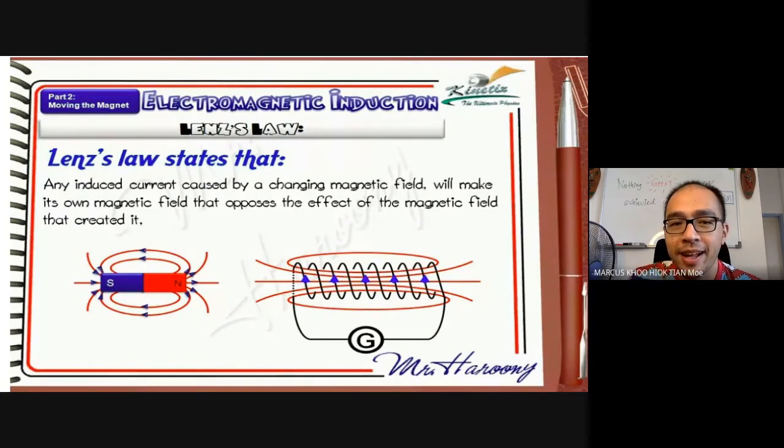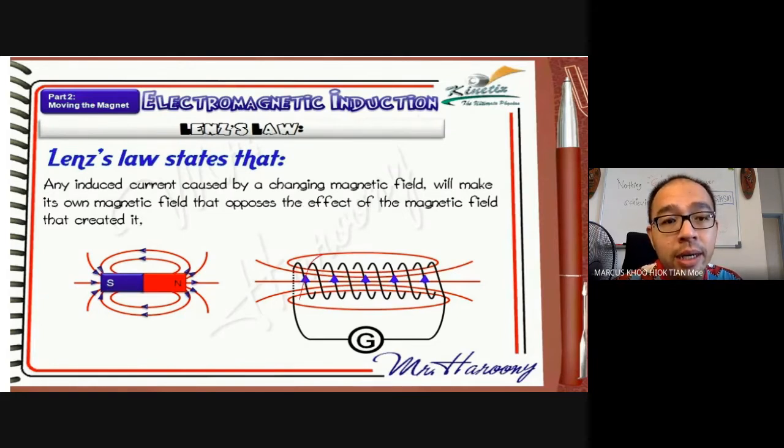Okay, I guess that's the end. Take a look at this definition. Actually, there are many definitions; the one that I gave you just now is the textbook definition. This is another definition by this interesting guy called Mr. Haruni. Any induced current caused by a changing magnetic field will make its own magnetic field.